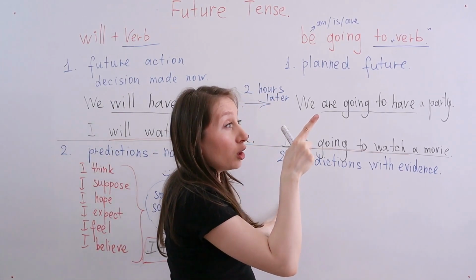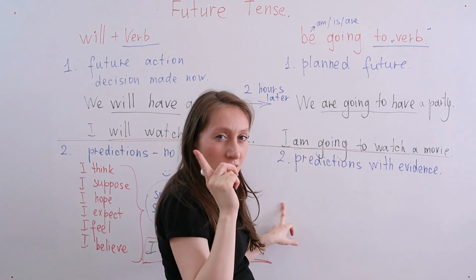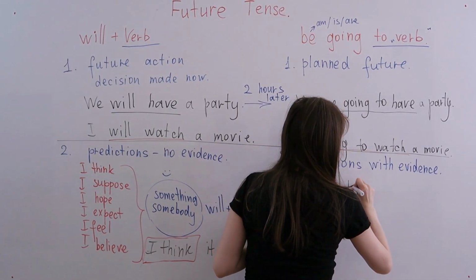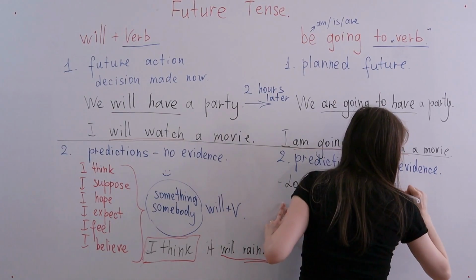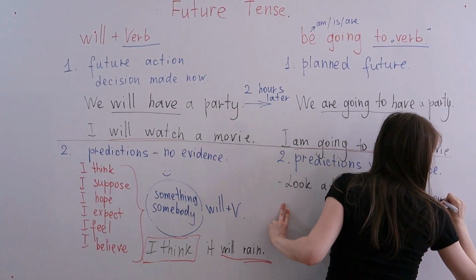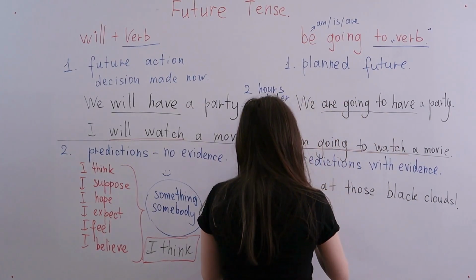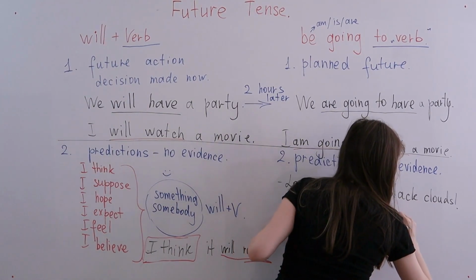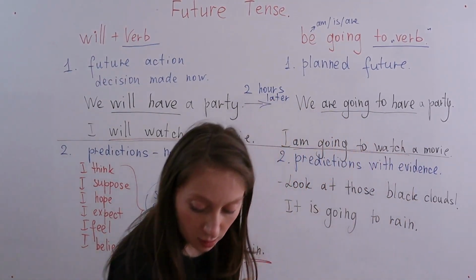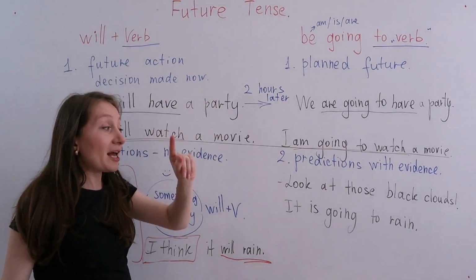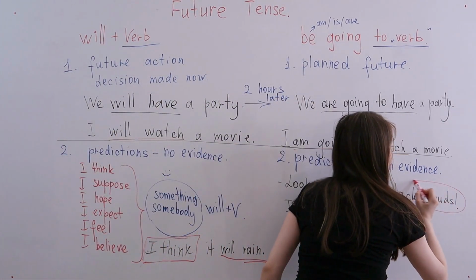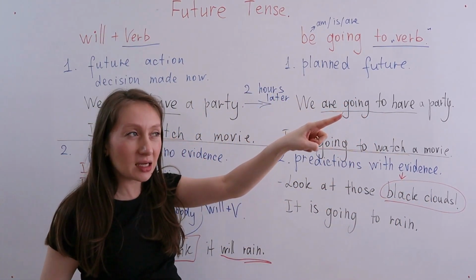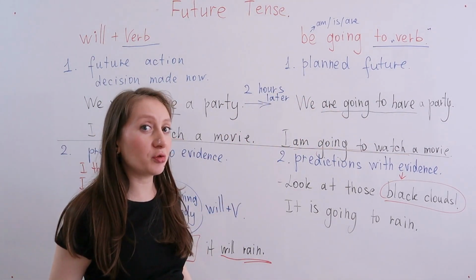For example, look at those black clouds. It is going to rain. Look at those black clouds. It is going to rain. All right? So, our evidence is black clouds. Oh, black clouds. Do you see that? Yeah, it is going to rain.